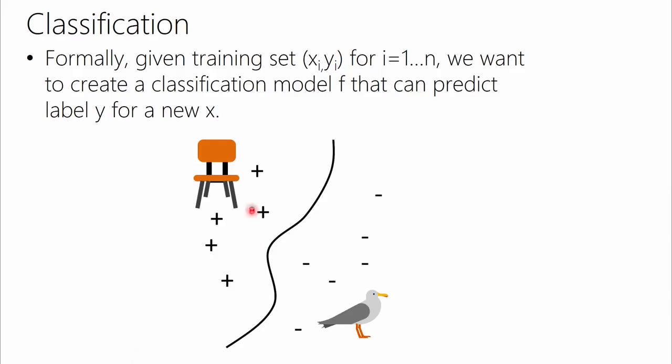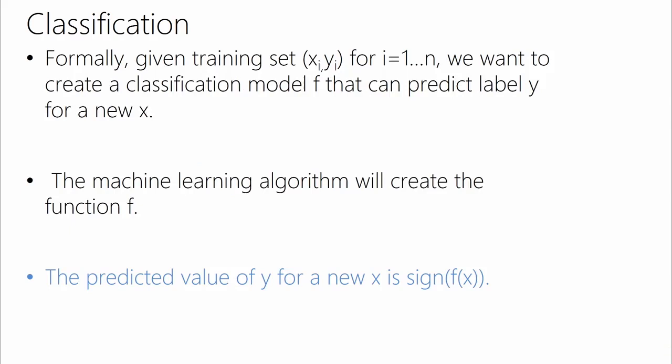We're trying to create this decision boundary that's going to chop the space into two pieces, where on one side of the decision boundary we would predict positive, and then on the other side we'd predict negative. And the trick is, how do we create this decision boundary? How do we create this function f? Okay, so given our training data, we want to create our classification model f that can make predictions. The machine learning algorithm is going to create the function f for you. And no matter how complicated that function f is, the way to use it is not very complicated at all. The way to use it is just this. The predicted value of y for a new x that you haven't seen before is just the sign of that function f.